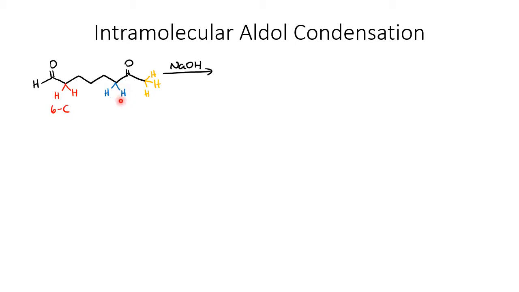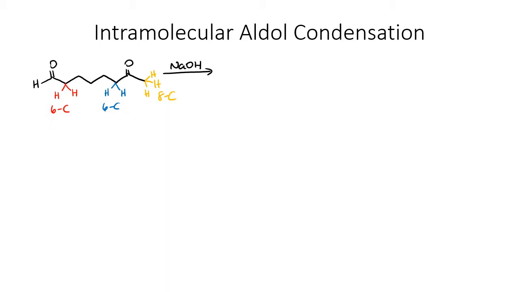Now, if we were to remove one of the blue hydrogens and form the enolate on this alpha carbon, then it could come over and attack the aldehyde. That would form a ring of 1, 2, 3, 4, 5, 6 carbons as well. For the orange hydrogens, we would remove them, form the enolate here, and then it would come over and attack the aldehyde on the complete opposite side of the molecule. That would form a ring of 1, 2, 3, 4, 5, 6, 7, 8 carbons.